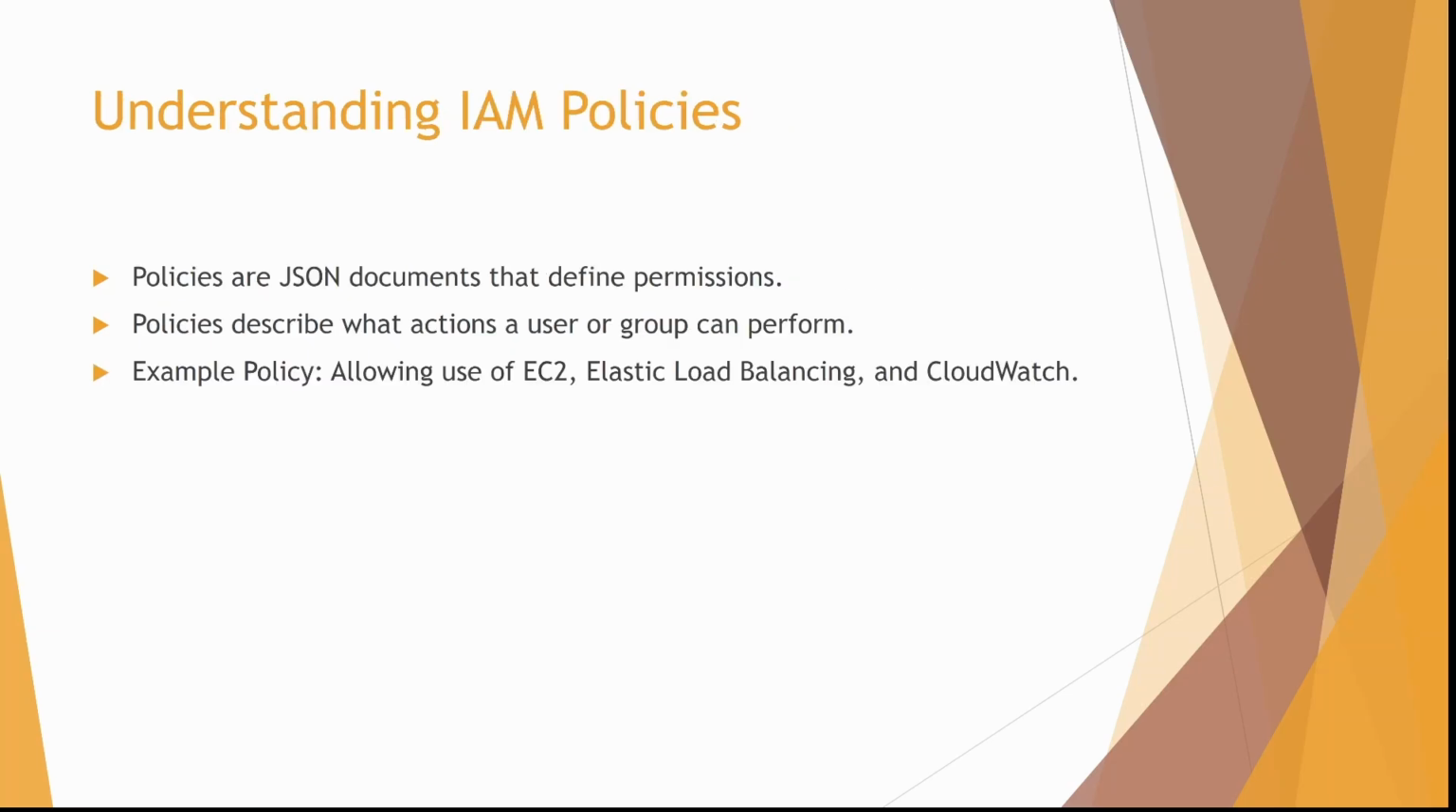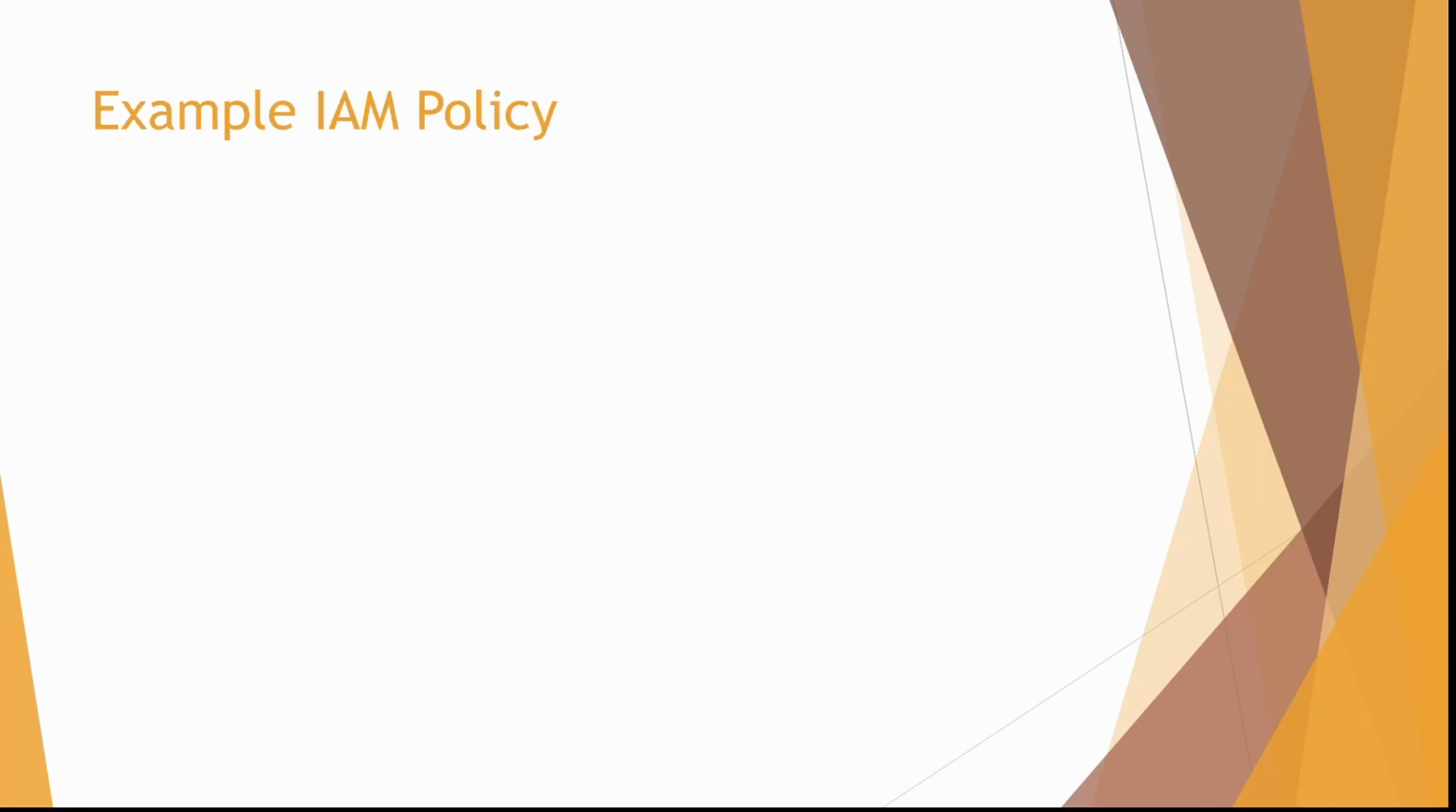IAM policies are the backbone of permissions management in AWS. These policies are JSON documents that define the permissions for users and groups. They specify what actions users or groups can perform on specific AWS resources. For example, a policy might allow users to launch EC2 instances, manage Elastic Load Balancers, or monitor resources using CloudWatch.